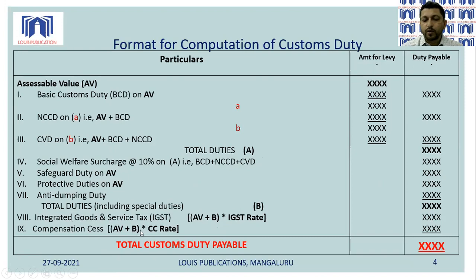So it is assessable value plus B. At the rate given, whatever value is taken for calculation of IGST, the compensation cess rate will be applicable on that value. And the sum of B, IGST and compensation cess put together is called total customs duty payable.